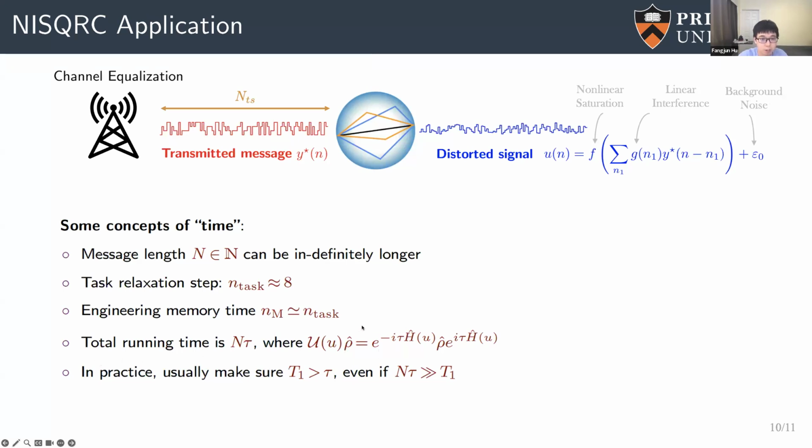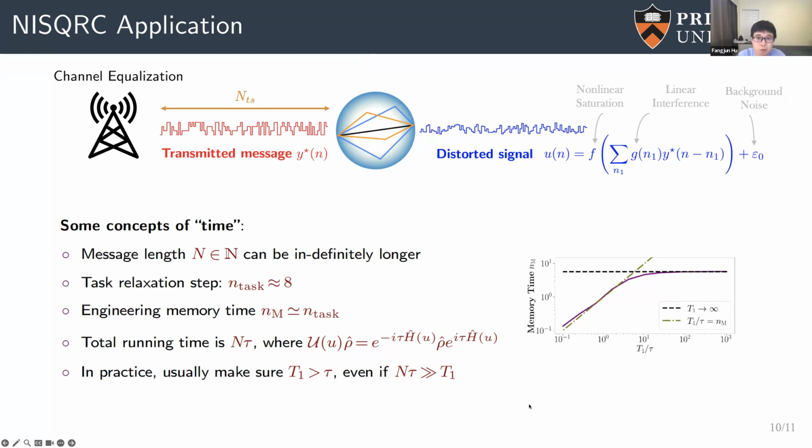So for each time step, the system is evolved for tau, and we have n different symbols. Then the total running time is n times tau. As I said, in practice, we want to make sure that the evolution time in each time step is smaller than the T1 time. But the total running time, n tau, can be much longer than the T1 time. That's actually very important, because eventually we want to argue that our scheme can go far longer than the T1 time, even if each time step is shorter than the T1 time. The total running time can be indefinitely long.